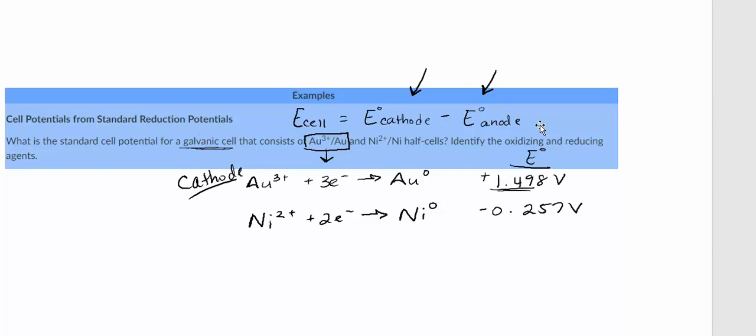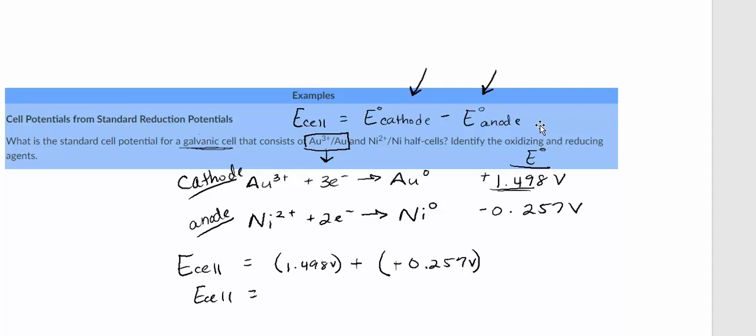So now I can calculate the E cell by taking the E0 of the cathode and subtracting the E0 of the anode. Now again, when I'm using these E0s, they are raw from the table. I'm using the reduction potentials. Remember, when subtracting a negative, we are actually adding. So the E cell is going to be positive 1.755 volts for this reaction.